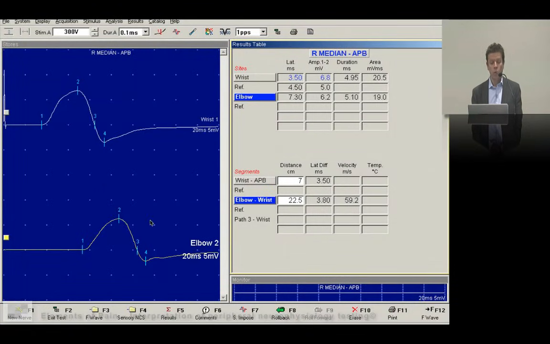We then go on and do the more proximal stimulation at the elbow. And again, the thing to look at when we do the proximal stimulation is whether there is a significant drop in the amplitude. Anything up to 20% in the upper limbs is probably going to be normal, and so this is not a significant drop. And then by determining the difference in the latency, so 7.3 minus 3.5, and dividing into the distance measured here in centimetres, at about 23 centimetres across the forearm, it gives us a conduction velocity of nearly 60 metres per second, which is well and truly normal.